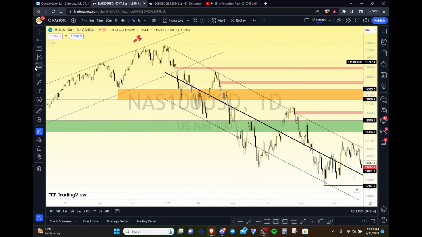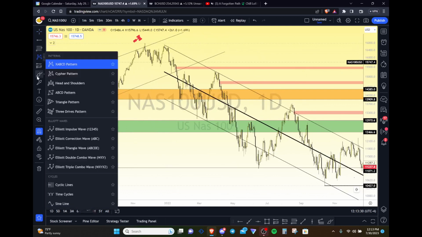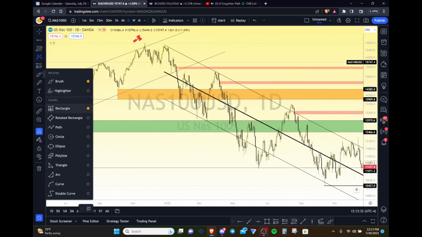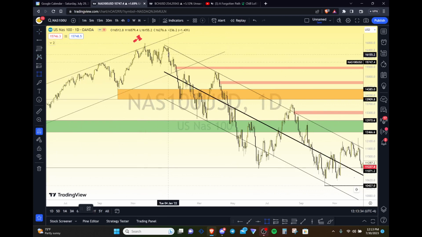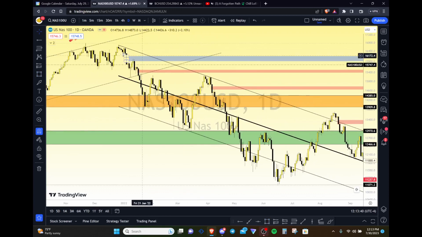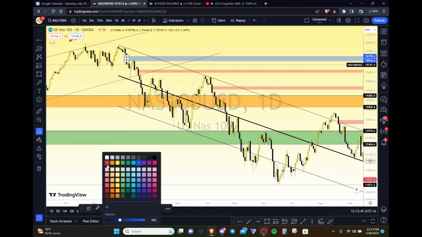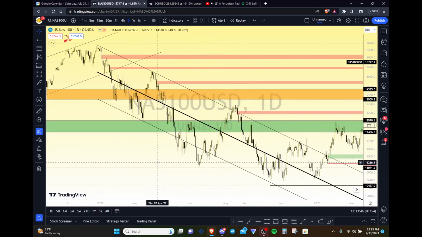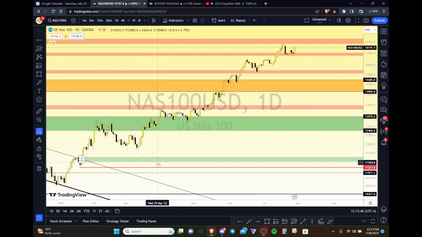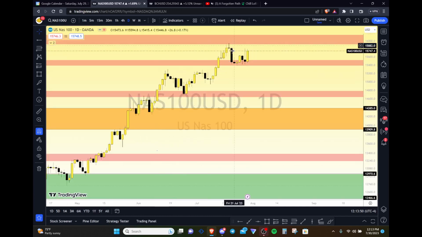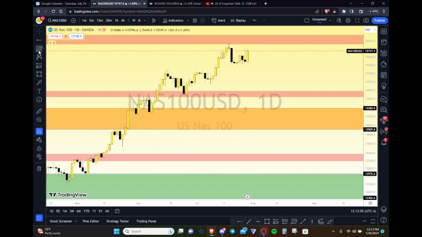NASDAQ is pretty simple. If it can get through this fair value gap right here on the weekly, and close above this on the weekly, and pretty much just decisively break through this bearish fair value gap, then we're going to be looking for the NASDAQ to go after its all-time highs as well. As we can see, the NASDAQ came to this fair value gap already, failed off of it, but is being held with this bullish fair value gap currently.